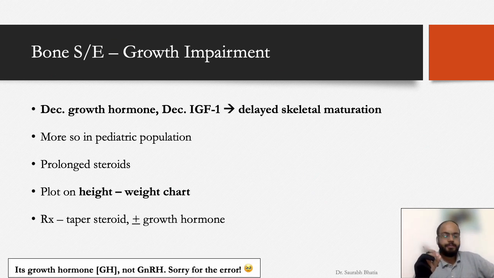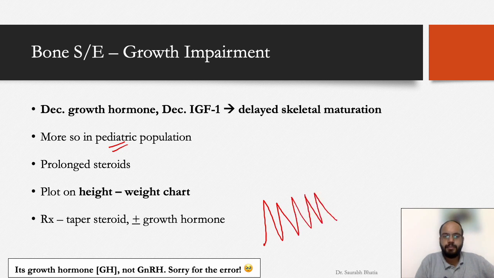Now, another significant adverse effect is growth impairment, and majorly it is seen in pediatric population. So, during early years, let's say 5 years, 10 years, 15 years of life, the body needs to grow. And because growth is important, it is carried on by growth hormone releasing hormone, okay, GnRH. Now, GnRH, let me just write it properly, is released in a pulsatile manner. And this pulsatile manner is controlled by endogenous cortisol.